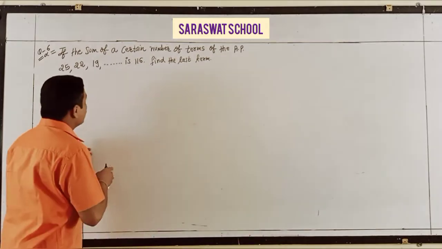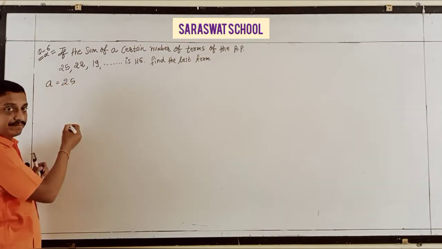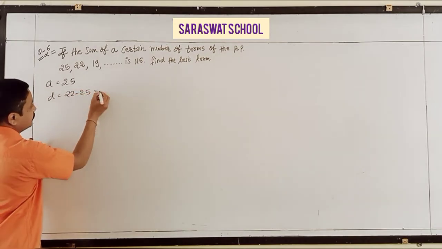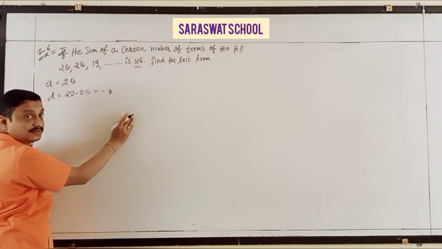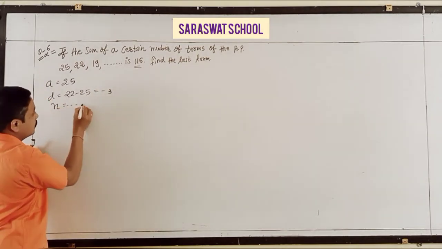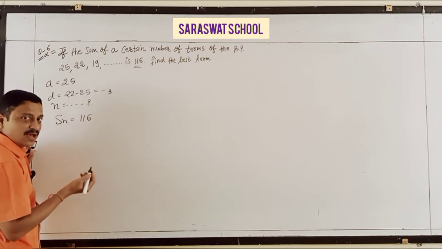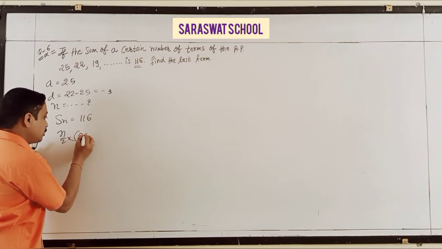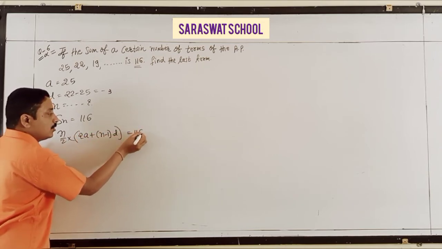Yes, so here first of all you check: a becomes 25. Difference d is 22 minus 25, which is minus 3. N is unknown, but Sn is given as 116. Apply the Sn formula: n by 2, 2a plus (n minus 1)d, equal to 116.